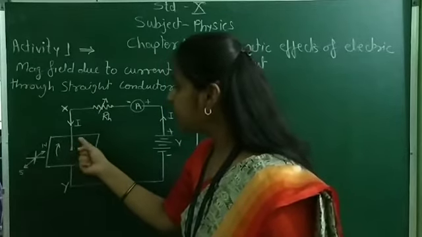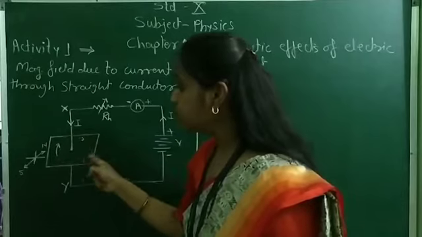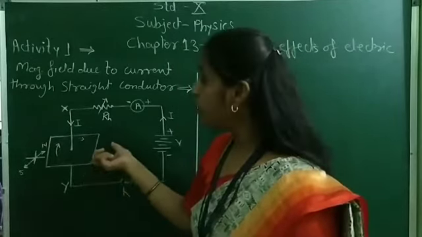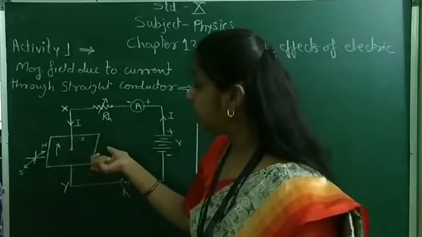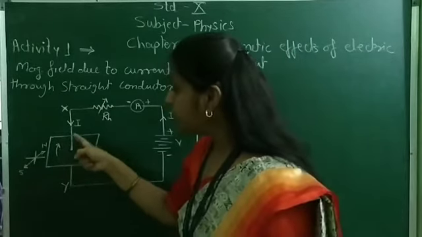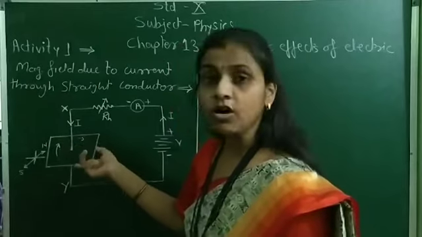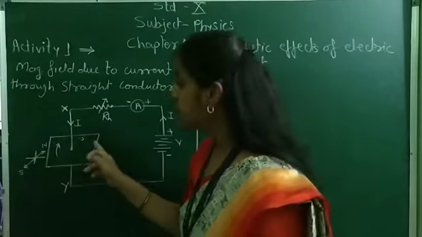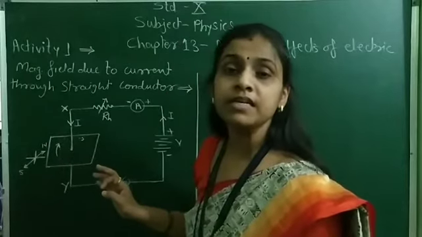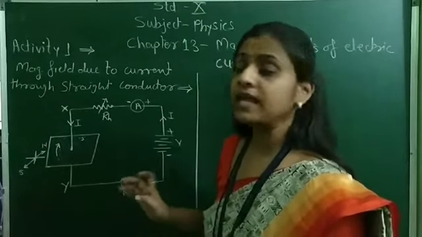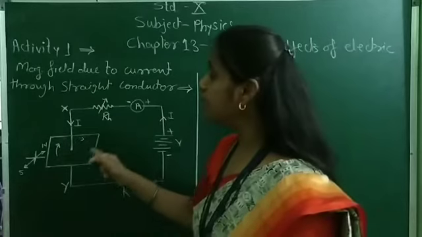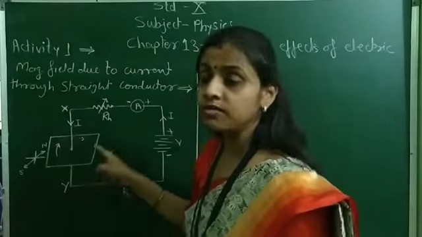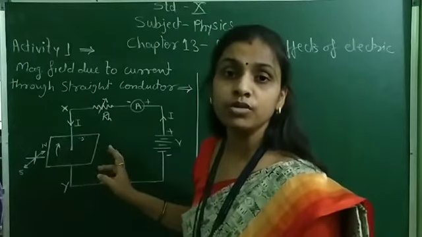So we can see concentric circles of iron dust formed on the cardboard. What does it mean that the iron dust is aligned in concentric circles? It means that these concentric circles represent the magnetic field lines, and therefore it confirms that a magnetic field is produced along the straight conductor whenever electric current flows through the copper wire.